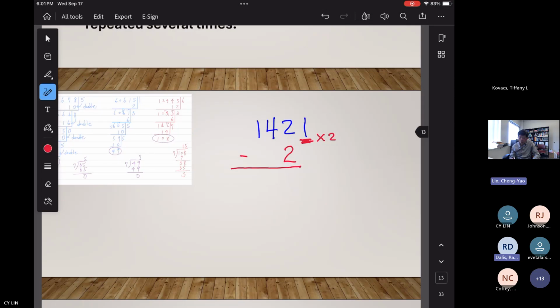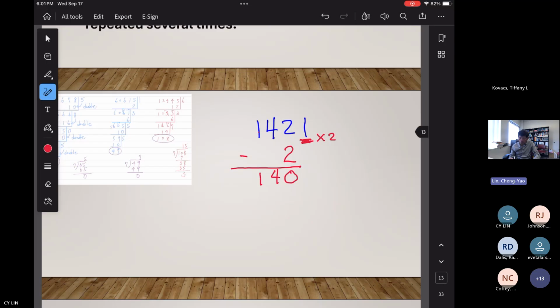So what is it? We take 142 and subtract 2. Therefore, we got 140. Are you with me for this step? But here the number is still big, 140.